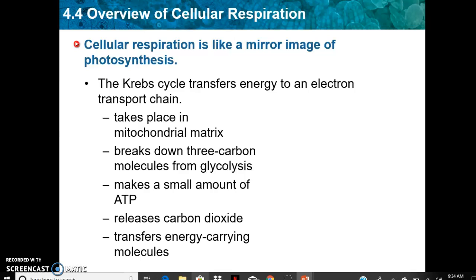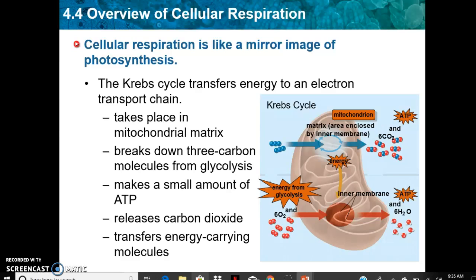Also, we're going to have a transfer of energy-carrying molecules that happens now. So that's what is going on in this picture here, the Krebs cycle. In this top portion, 3 carbon molecules from the glycolysis part are broken down in a cycle of chemical reactions. A small number of ATP molecules are going to be made here.